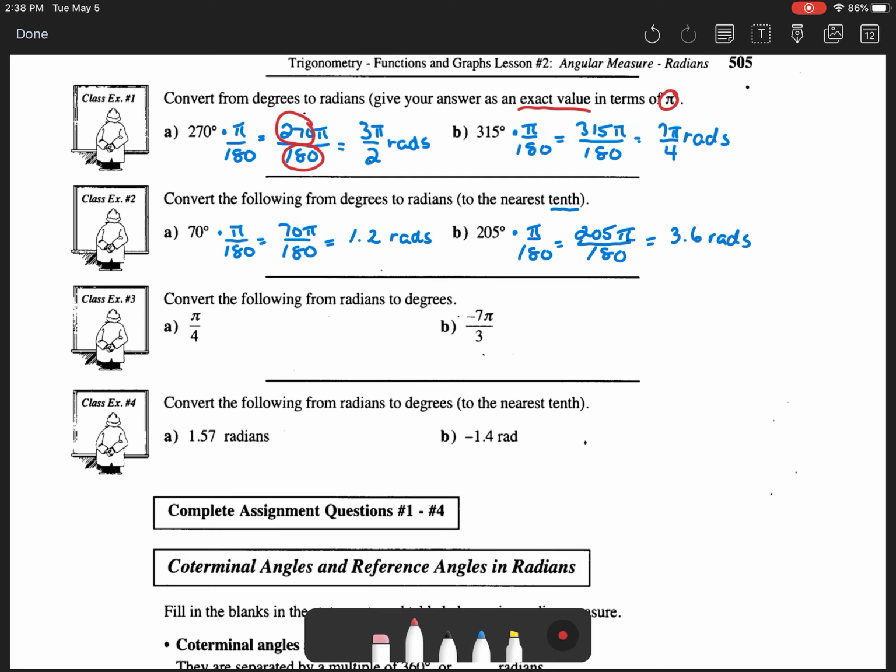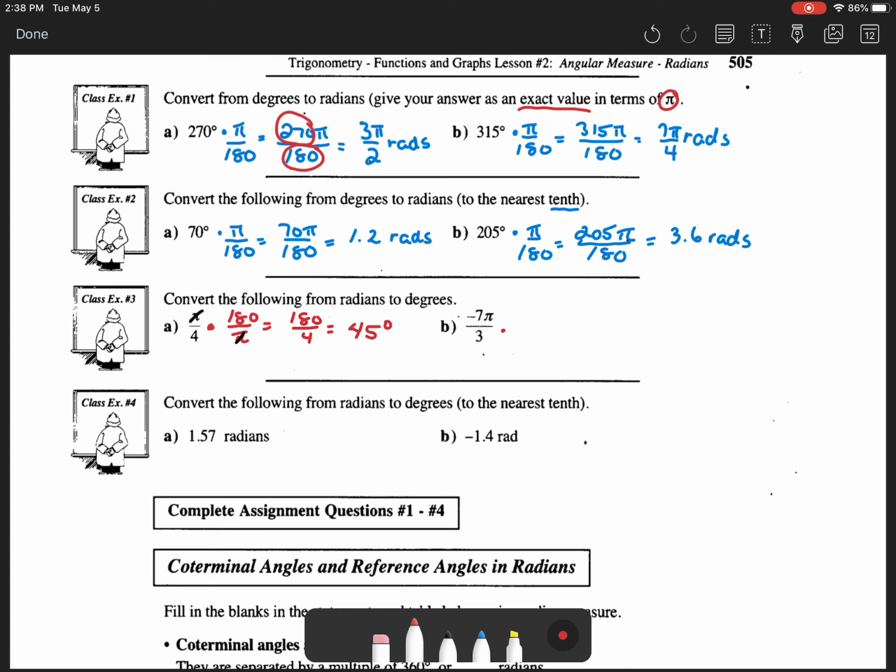Okay, so what you'll see now in examples 3 and 4 is we go the other way. They give me the radians, and I want to convert into degrees. So the conversion factor to go from radians to degrees is 180 over pi. When I multiply across, the pi values will cancel. That's why we multiply by that conversion factor, because the values of pi will cancel out, leaving you with 180 divided by 4, which will simply be 45 degrees.